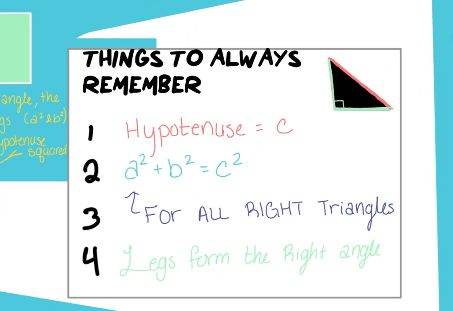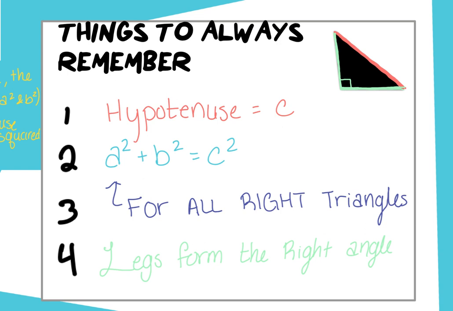Some things to remember about the Pythagorean theorem, and you can always pause the video to take your notes. Always remember that the hypotenuse will always be the c of your equation. Also, you need to make sure that you have the equation memorized: a squared plus b squared equals c squared, every time. So make sure that you write that equation at the beginning of your problem. And remember that this is for all right triangles.